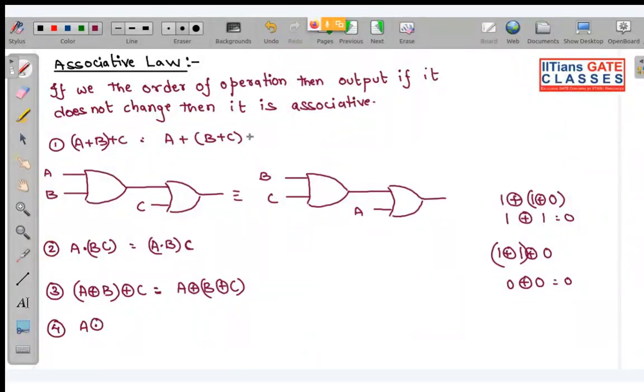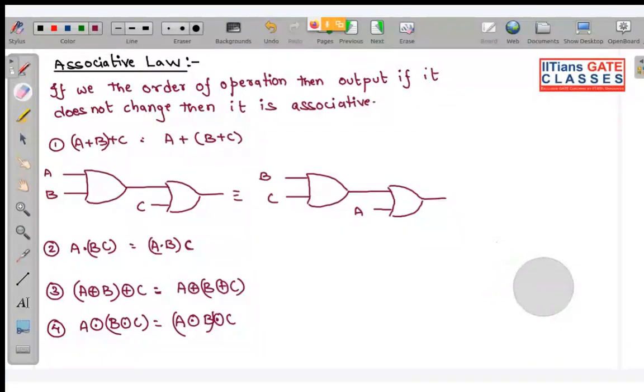So this is AND gate, this is OR gate, this is XOR gate. Now I will be writing XNOR gate. Even this is what? This is your associative. You can see all these gates are associative.